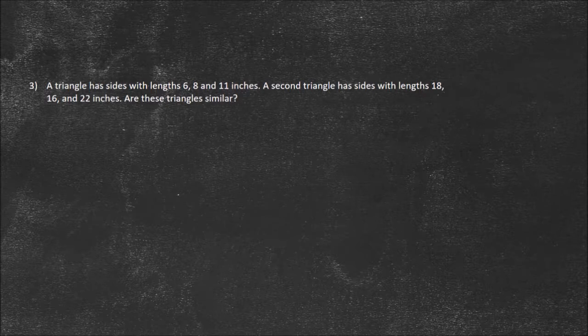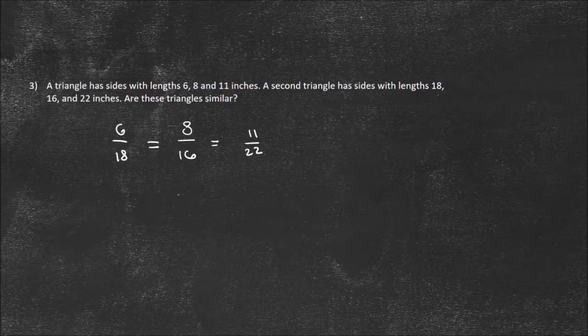Are the triangles similar? So what we have to do is we need to set up all the ratios and see if they're all equal to each other. So we have 6 divided by 18, and we're comparing that to 8 divided by 16, and we're comparing that to 11 divided by 22. And be careful here, because the way I actually wrote it is not the best way to do it.